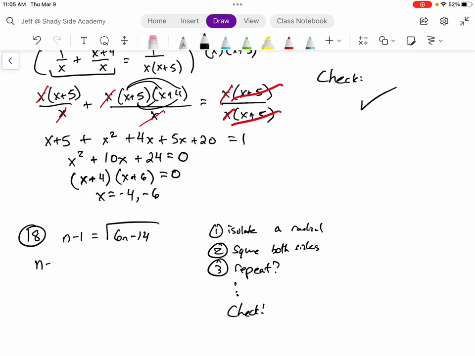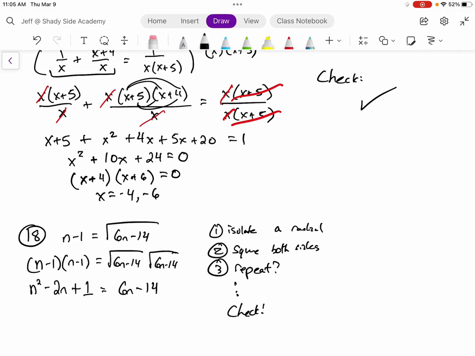And when I square this left side, we're going to remember that that's really FOILing, right? We can square both sides. We might get an extra answer. So when we FOIL this thing, right, I'll leave this to you. You're going to get n squared minus 2n plus 1. And then over here, we're just going to get 6n minus 14.